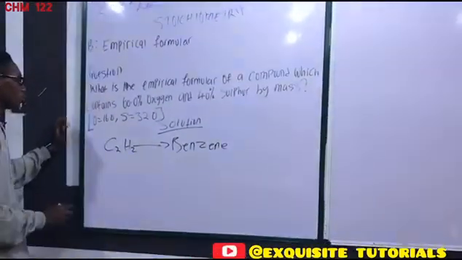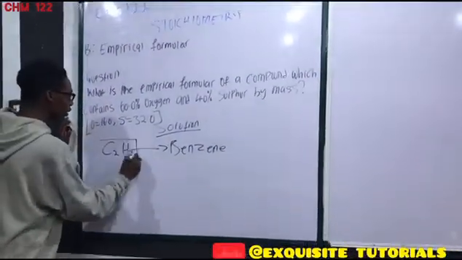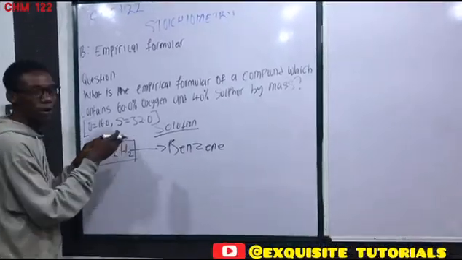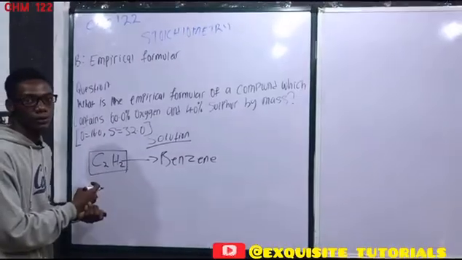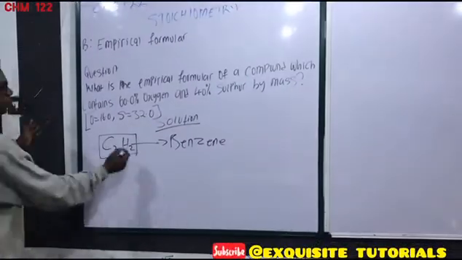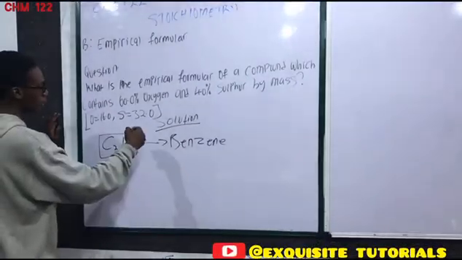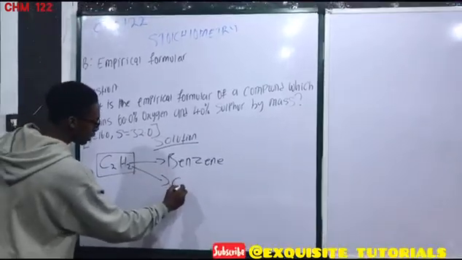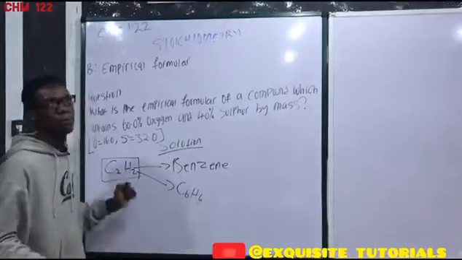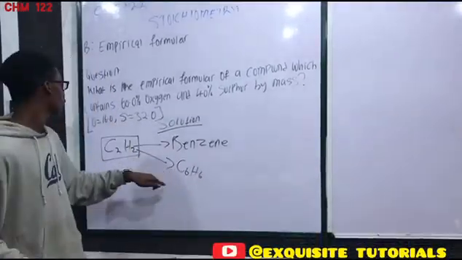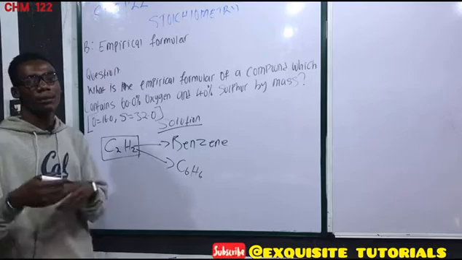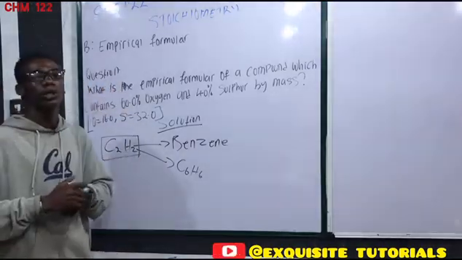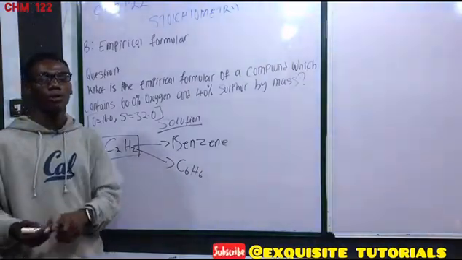Alright, so from here we have a very short number of carbon atoms and hydrogen atoms. The normal compound for benzene is C6H6, but empirical formula does not tell us this. It only gives us the number of elements in that compound. Alright, from here, this question will help us understand how empirical formula works.